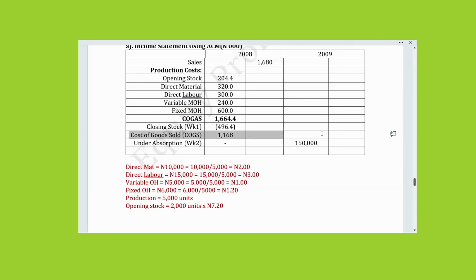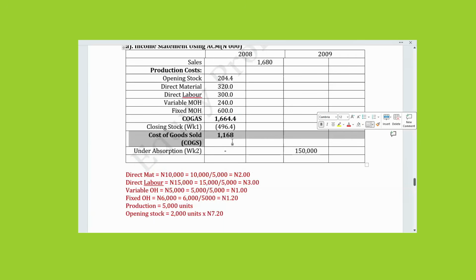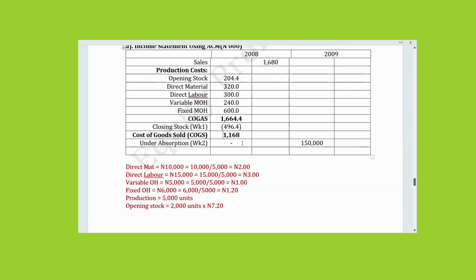let me bold this one. So to get the gross profit, what do you do? You deduct the difference, or whatever you have here, the addition of these two, from the sales value. Here is 1,168. So Festus, what's the difference? 512. So this 512, what do we call it? This is gross profits.